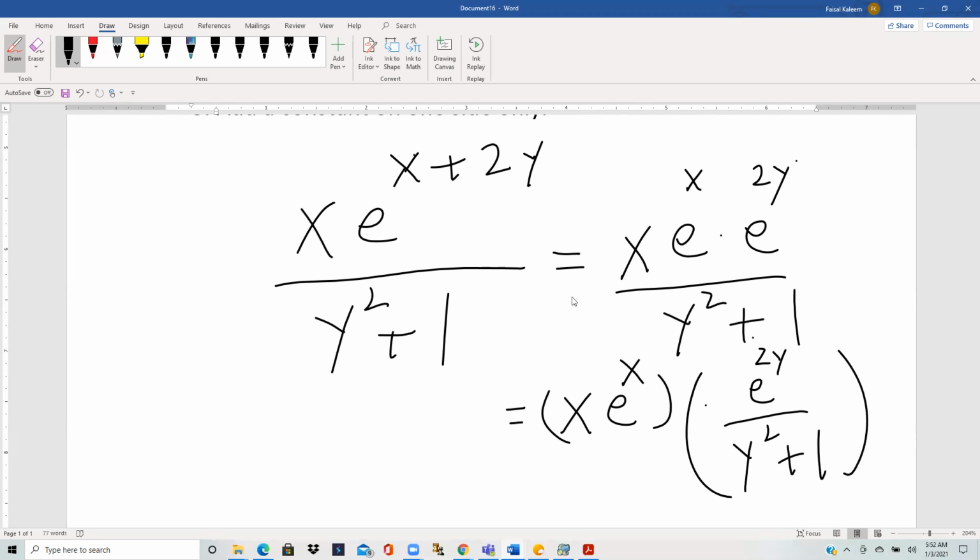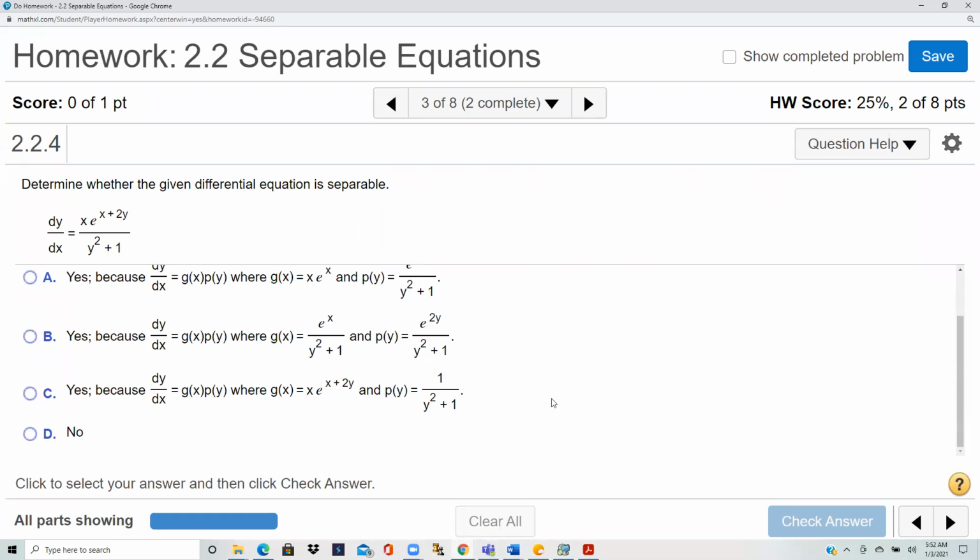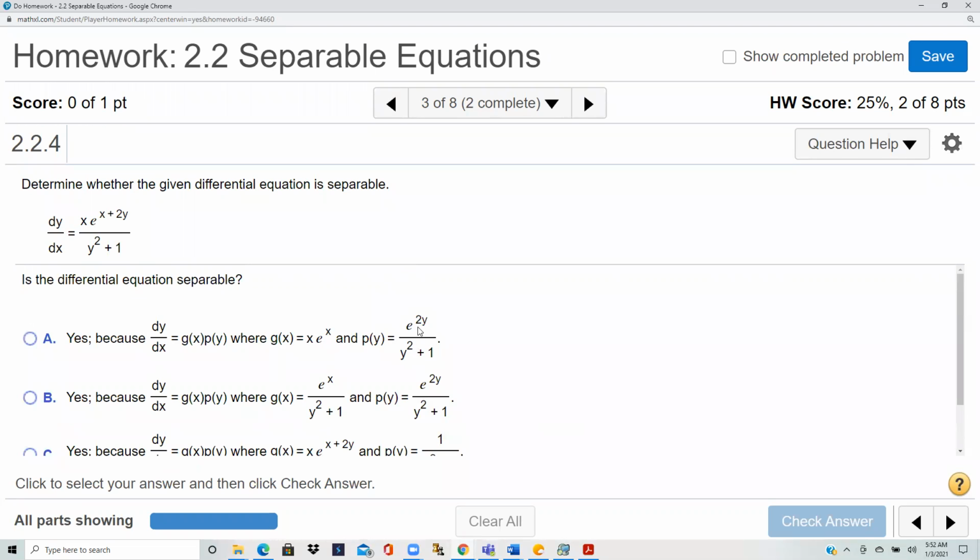So you see, this one is just a function of x times this one is just a function of y. So this is separable. x e to the x was the function of x, and e to the 2y over y squared plus 1 was a function of y. So now let's go back.